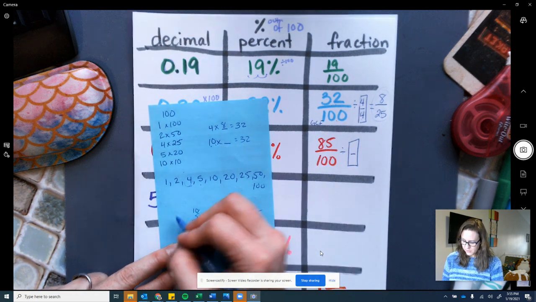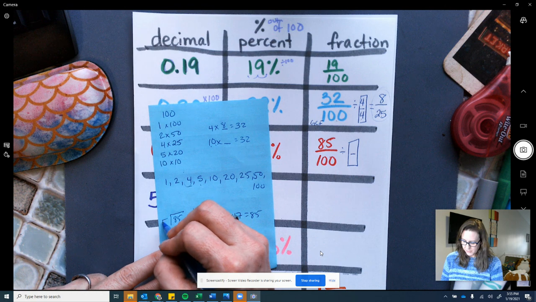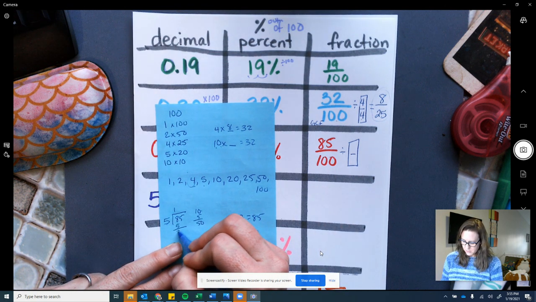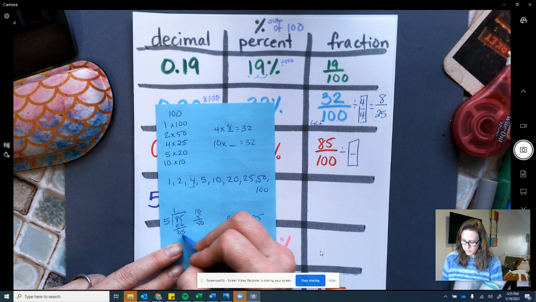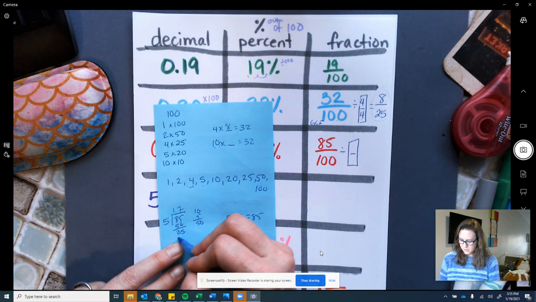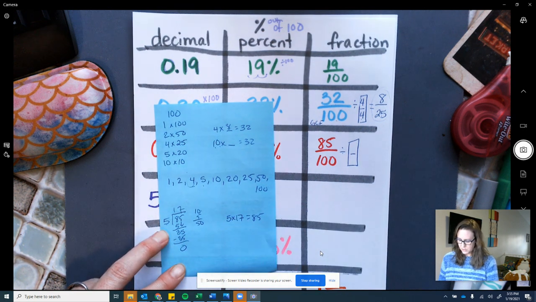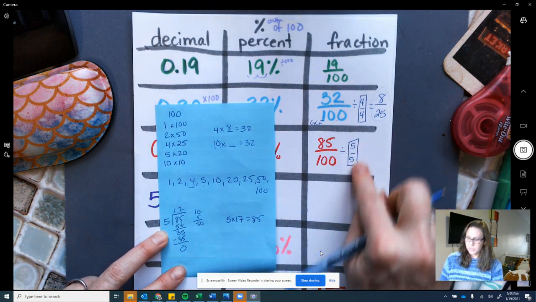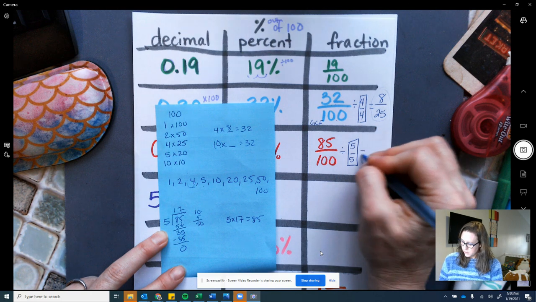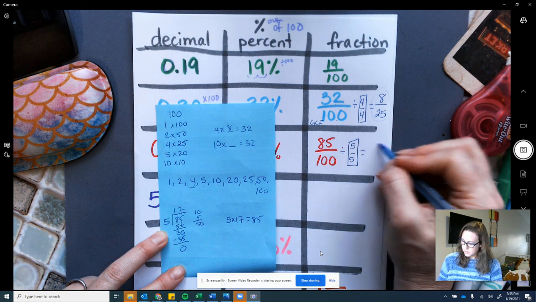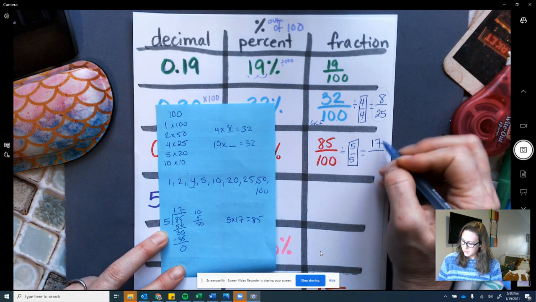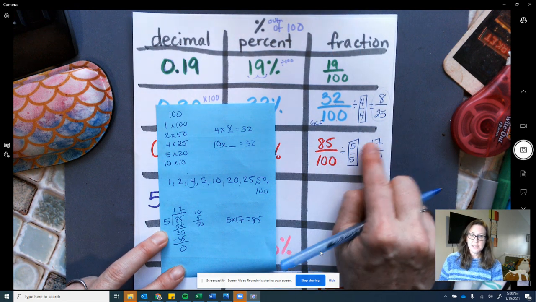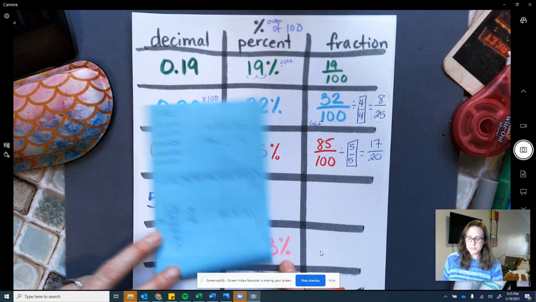We could have also figured it out by saying 85 divided by 5. 5 goes into 8 one time. We have 35 left, 7 times. 35 minus 35 is 0. So we've got 5/5 that we're going to use as our giant 1, which comes to 17/20, because 20 times 5 is 100 and 17 times 5 is 85.